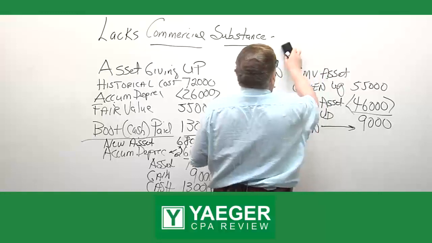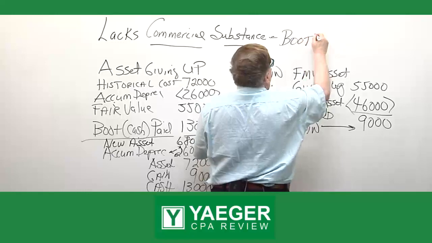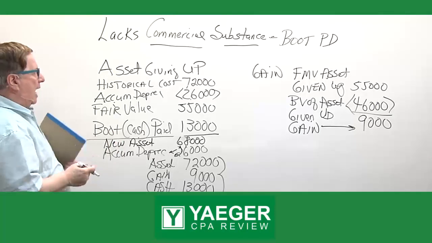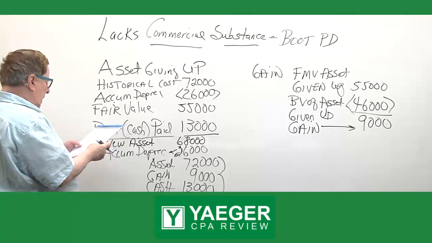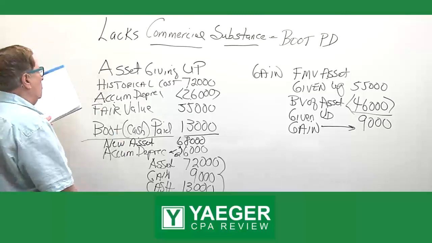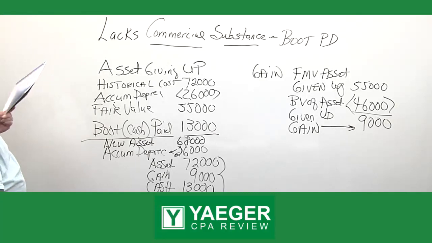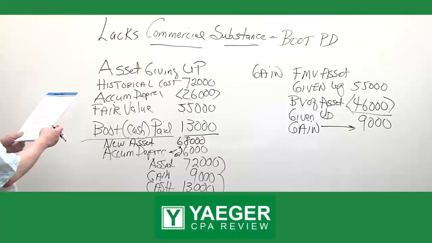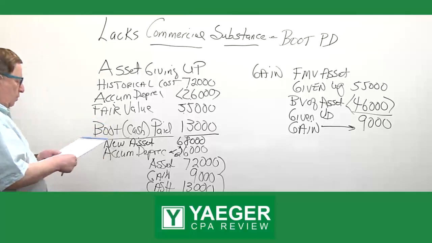Now, let's look at when boot is paid. This is the rule. First of all, calculate the gain on the transaction. Let's get the figures before we do that. Our historical cost is going to be $72,000, like before. Our accumulated depreciation will be $26,000. The fair market value of the asset given up is $55,000. And we're paying cash boot of $13,000, just as we did before.